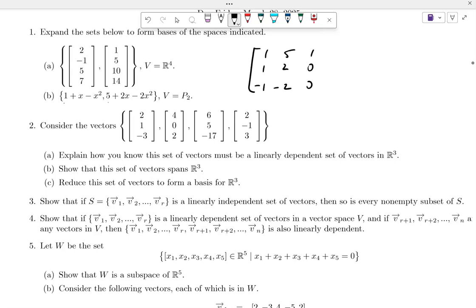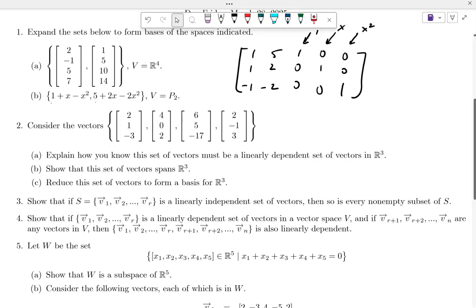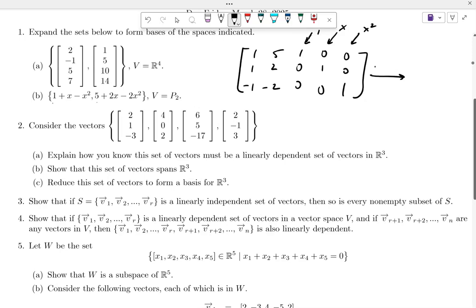1, 0, 0, 0, 1, 0, 0, 0, 1, right? But remember, this corresponds to 1, this corresponds to x, this corresponds to x squared, right? Yes. Yes, correct. The dimension is 3, so I'm going to add the standard basis with 3 vectors in it. That's right. Okay. Now let's row reduce.